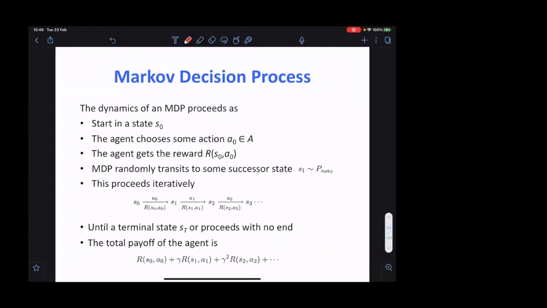With that, you can specify the dynamics. Think about it: given the current state, the agent takes an action, the system provides the reward and transitions to the next state, and then the agent takes another action, the system gives the reward and transitions to the next state, and so on and so forth. Then you collect the cumulative reward discounted by the gamma factor.